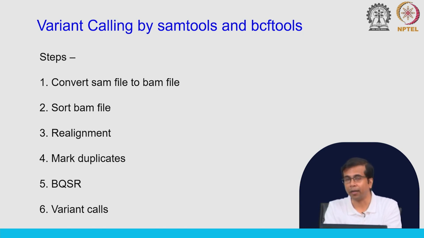SAMtools and BCFtools cannot do realignment. So, we will rely on another tool. The fourth step is mark duplicates, right. So, we need to identify duplicates in the data. The fifth step is the base quality recalibration. Again, as I said, we will not do this step in this class because of the time constraints. It is a very computationally expensive process, and finally, we will do the variant calls. Okay. So, the idea is to show you how you can proceed, and of course, you can try out different things.